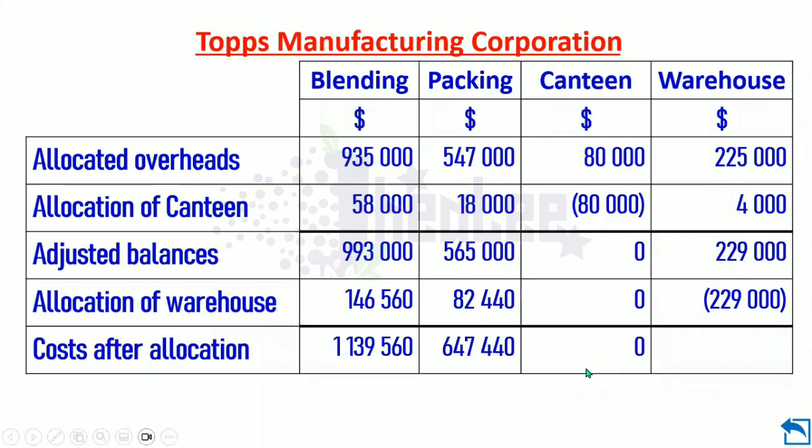And guess what? As it relates to the canteen, remember, there is no cost in that because that cost was shared, was allocated to the other cost centers. The warehouse has no cost remaining in it. And once you're finished and you realize that there is no cost in the service departments and those costs now are in the production department, you would have successfully carried out the concept in sharing the costs to the production departments using the step-down allocation method.